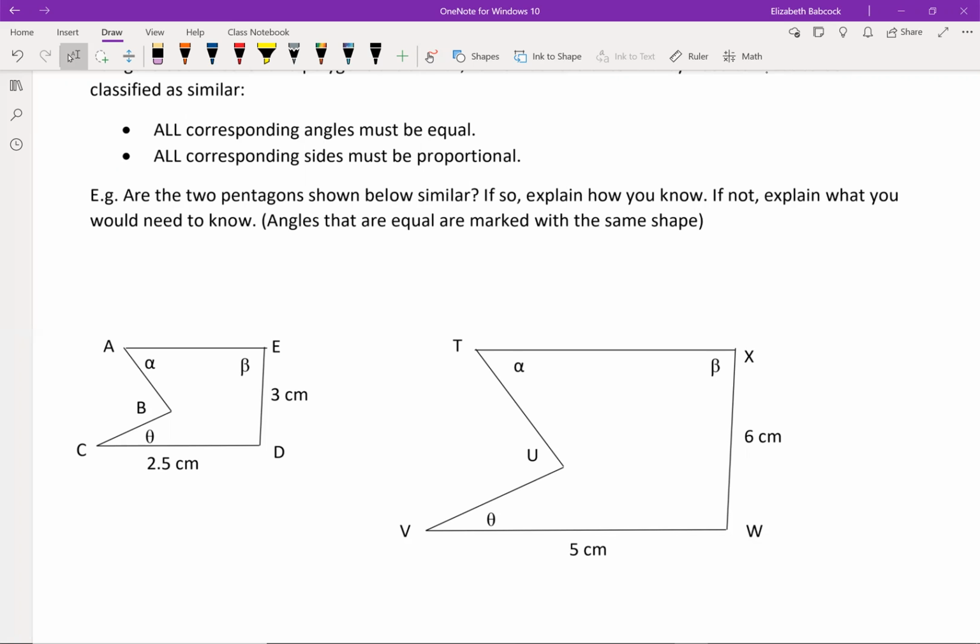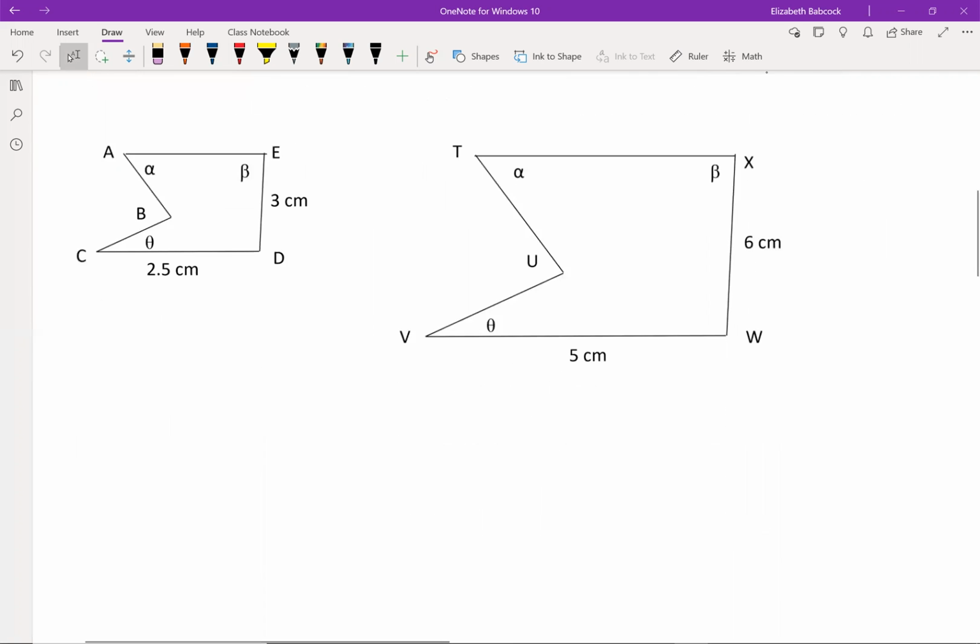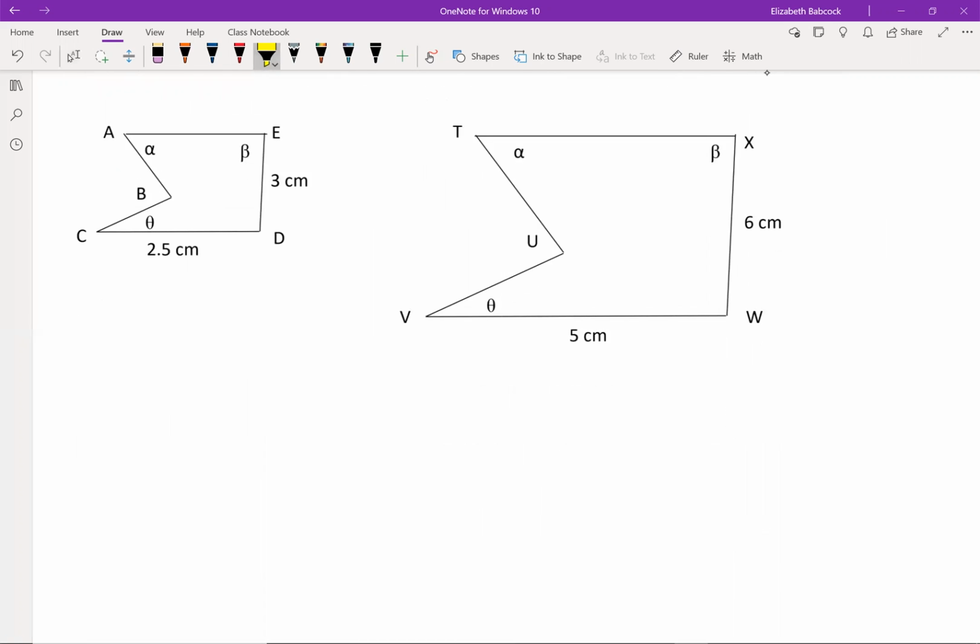So given the information that we have, angles that are marked with the same shapes are equal to each other. So we know angle A and angle T are equal. So things that we know: we know angle A equals angle T. We know angle C and angle V are equal. And we know angle E and angle X are equal. Okay, that's it for angles that we know. We only know 3.